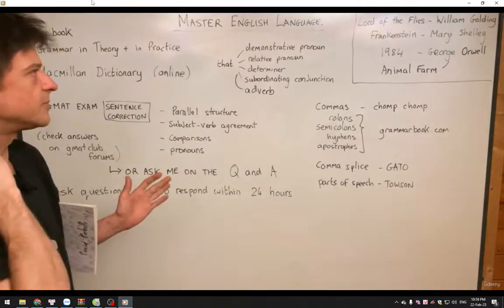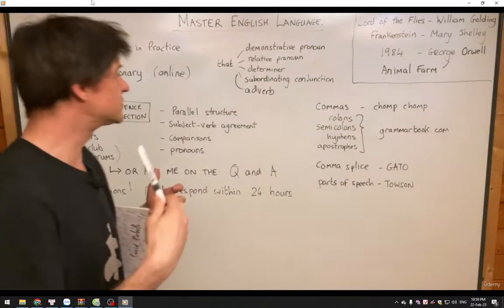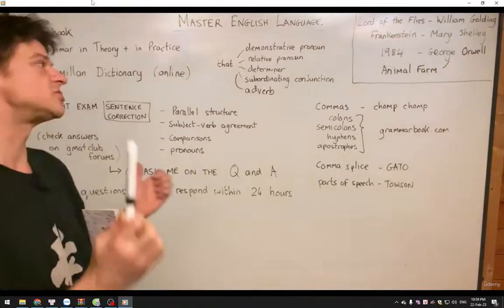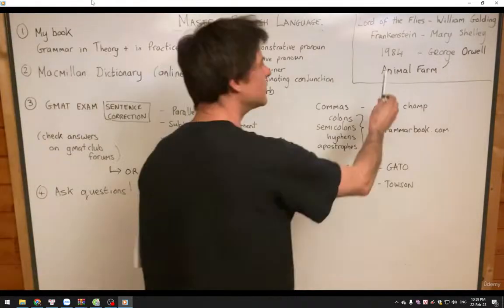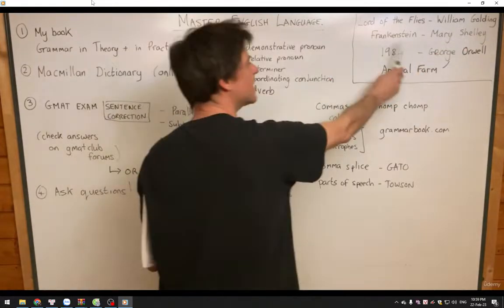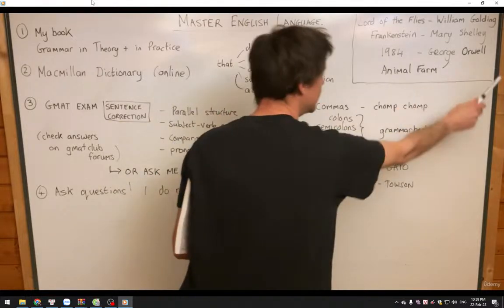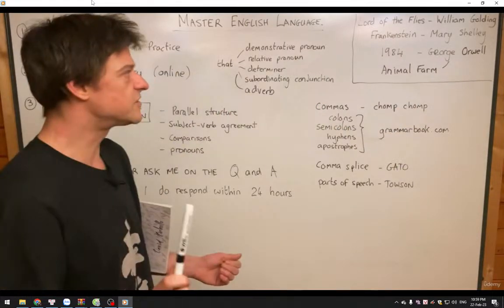That's clear, I hope. There are 4 texts that I use on this course to practice all of the grammar, all of the punctuation, all of the rhetoric. These are the titles: Lord of the Flies by William Golding, Frankenstein by Mary Shelley, and 1984 and Animal Farm, both by George Orwell. Now, I chose these books for 2 reasons.